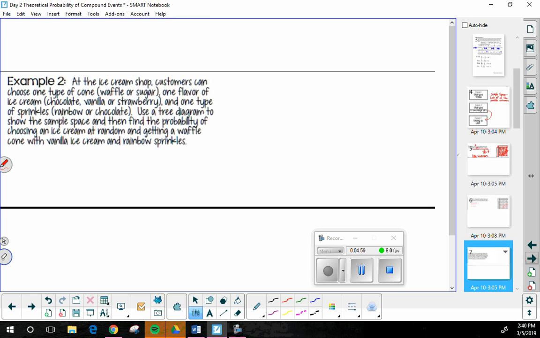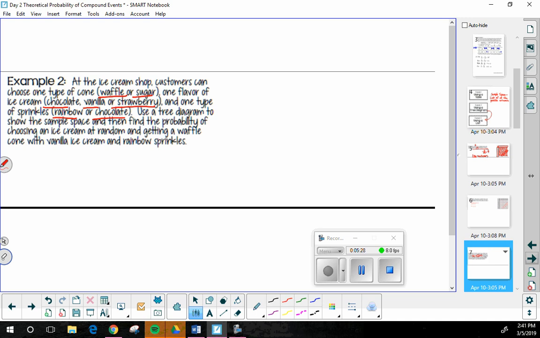Depending on the type of probability that we're looking for. So in this example, it says, at the ice cream shop, customers can choose one type of cone, waffle or sugar. One flavor of ice cream, chocolate, vanilla, or strawberry. And one type of sprinkles, rainbow or chocolate. Use a tree diagram to show the sample space, because once I do the sample space, I know what my bottom number can be in my probability.